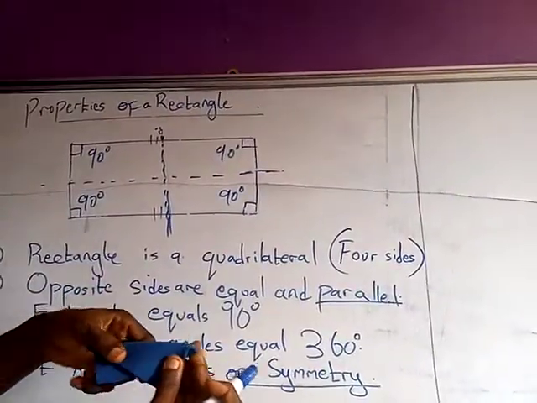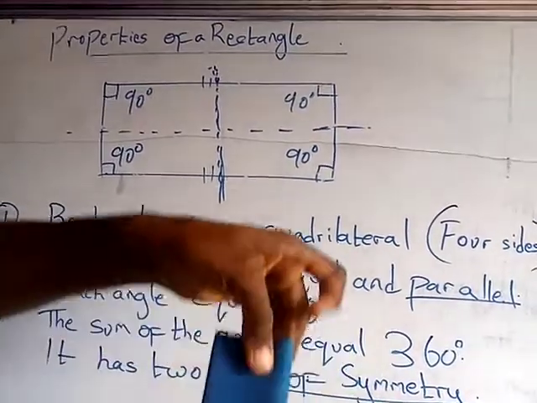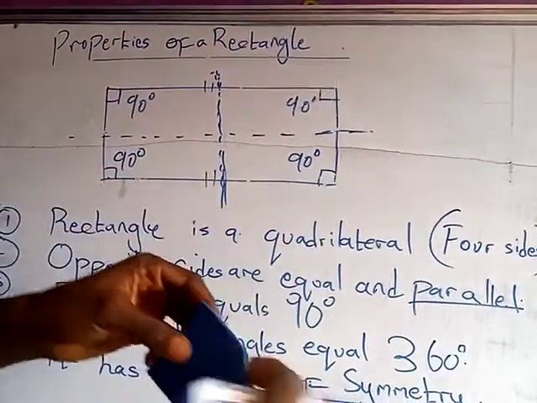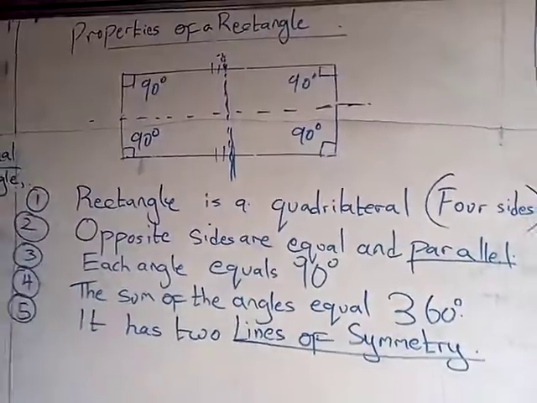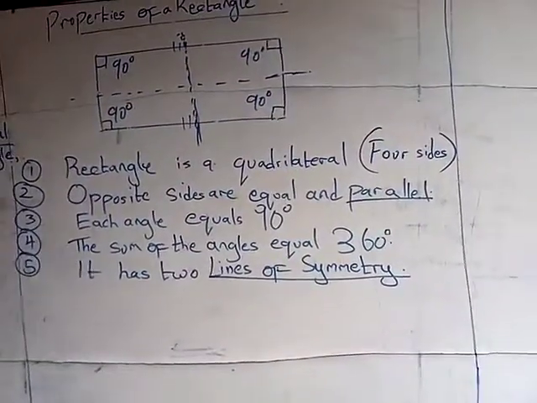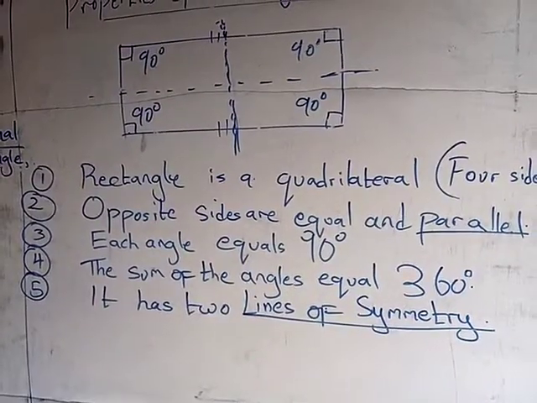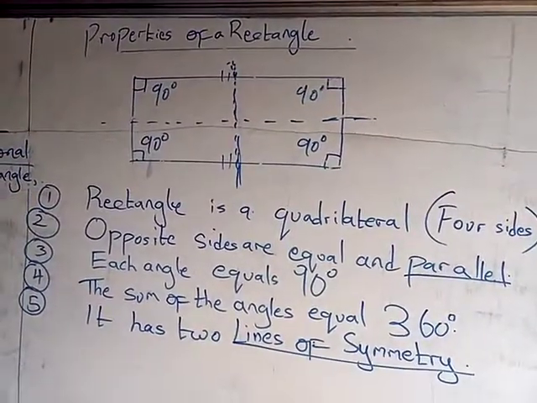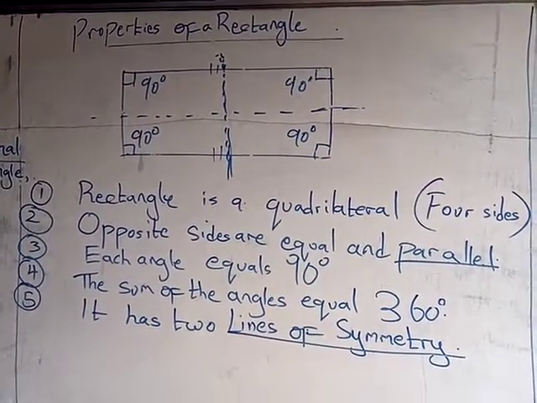They will not overlap each other. You will have something like this. You can see one line of symmetry. You can also fold it this way. So the other ones are not lines of symmetry. It has only 2 lines of symmetry. So that is all about the rectangle. With these properties, you can identify a shape that is a rectangle.